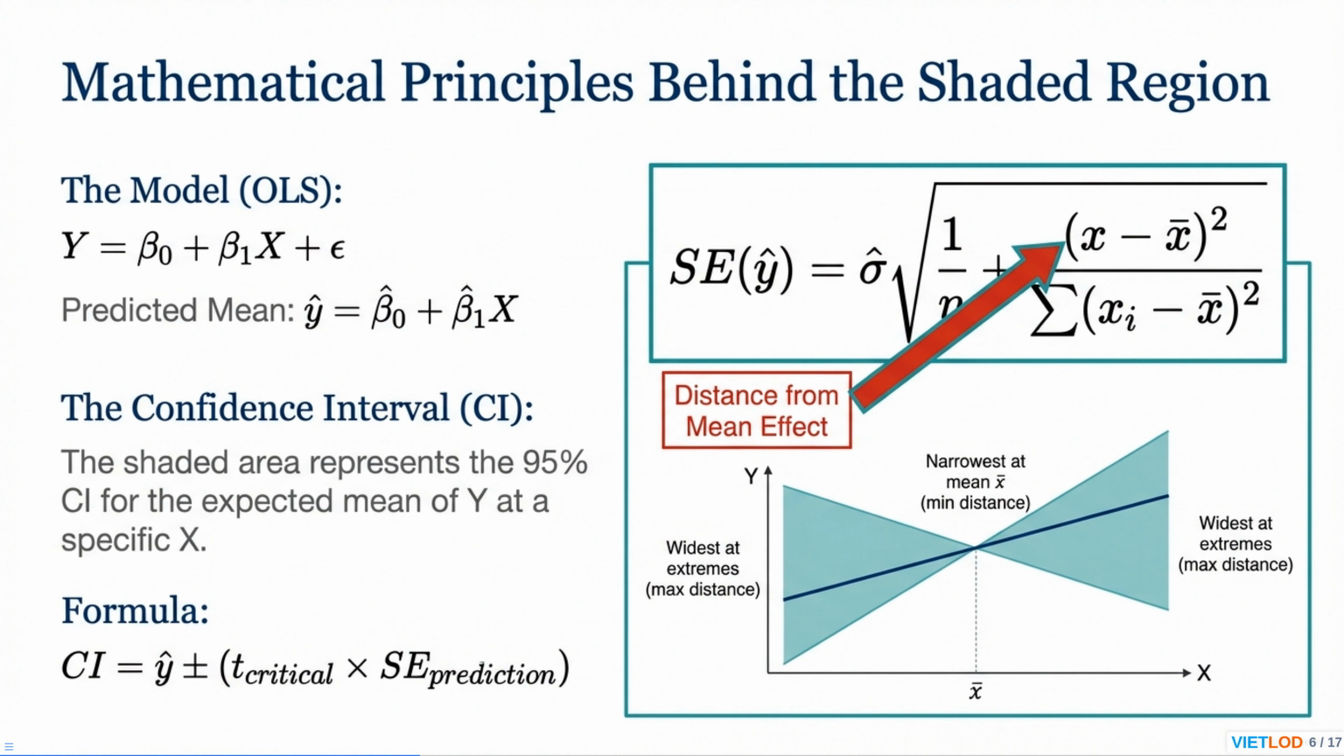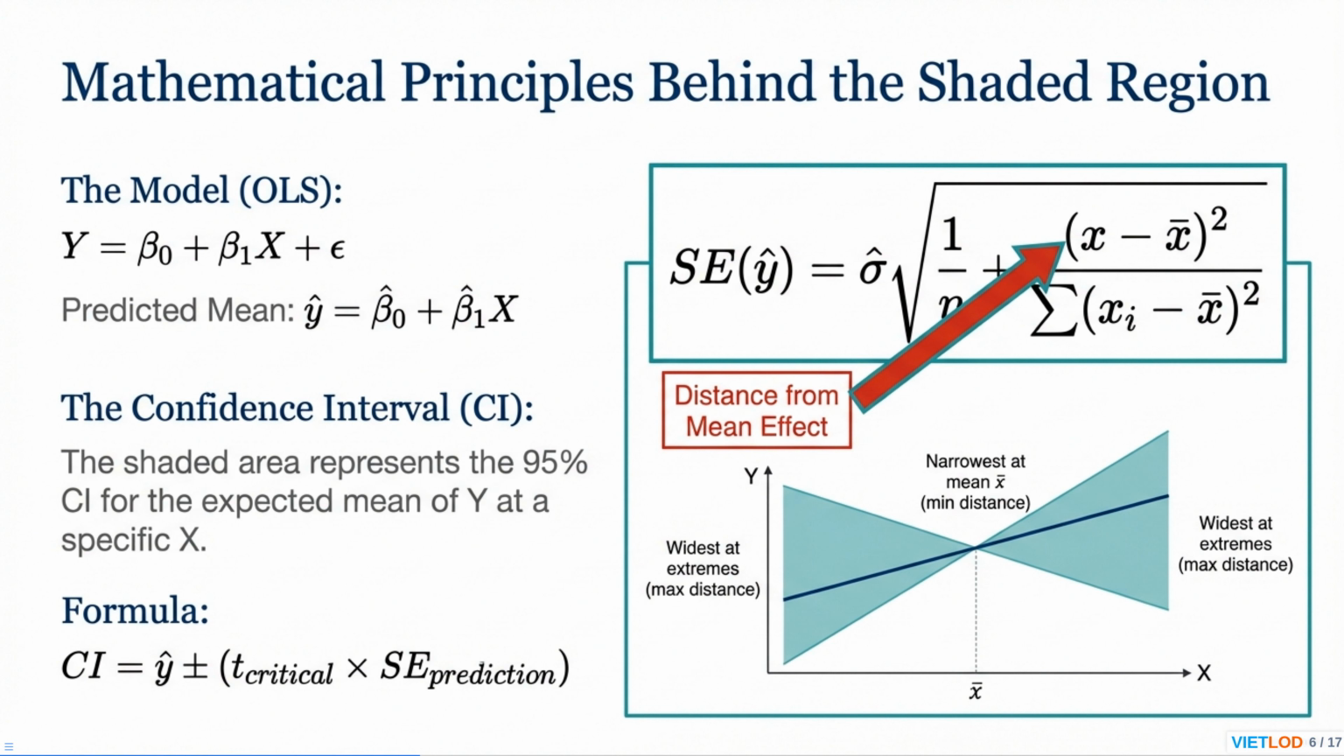To understand the lfitci plot, let's briefly review the mathematical principles behind it. The visualization is based on the OLS, or ordinary least squares, model, where we predict a mean y hat based on our independent variable x. The shaded area in the graph represents the 95% confidence interval for the expected mean of y at any given value of x. This interval is calculated by taking the predicted value y hat and adding or subtracting the product of a critical t-value and the standard error of the prediction.